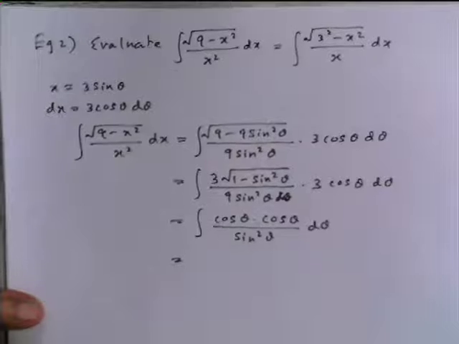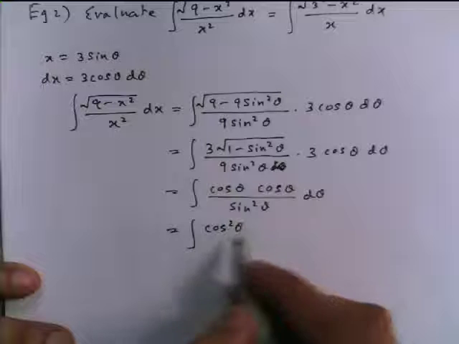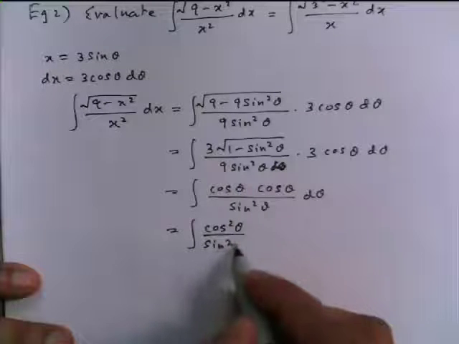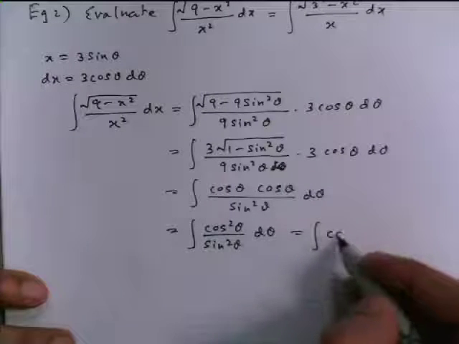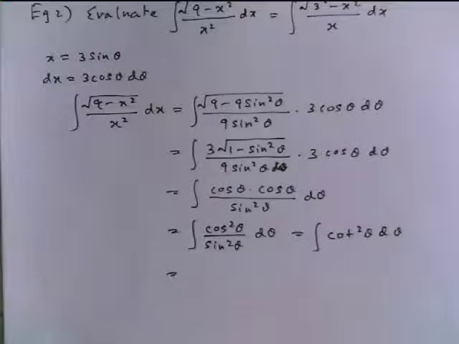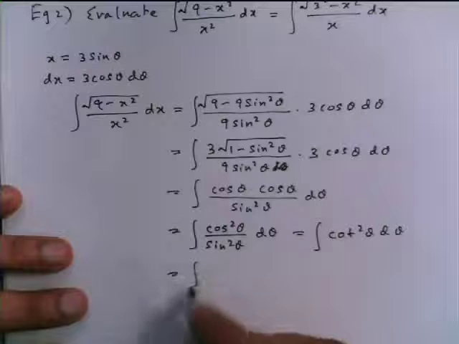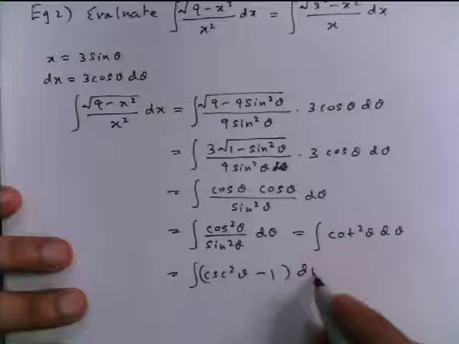It's just a trigonometric simplification. What is this? This is cosine squared theta divided by sine squared theta d theta. What is that? Cotangent. Cotangent squared theta d theta. Can we do cotangent? Is there a formula for cotangent? There's no. But can you rewrite a cotangent using some other functions? What does cotangent squared mean? Cosecant squared minus 1. Is that right?